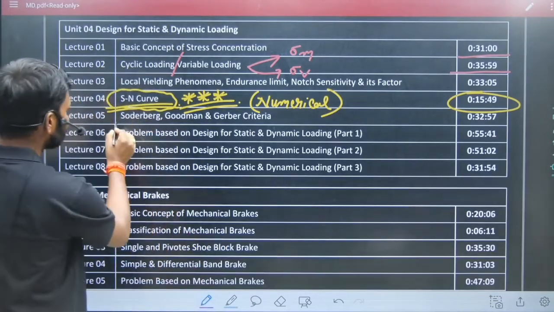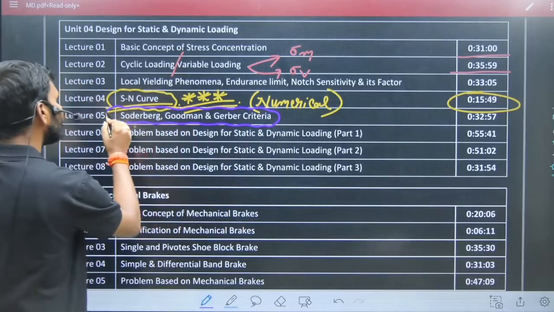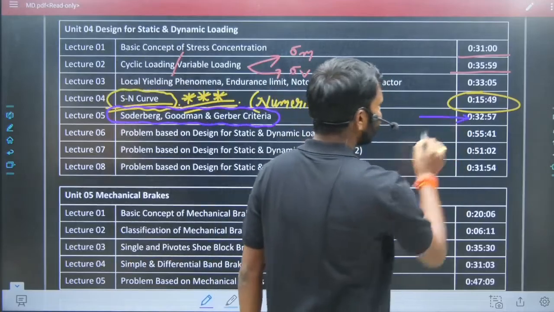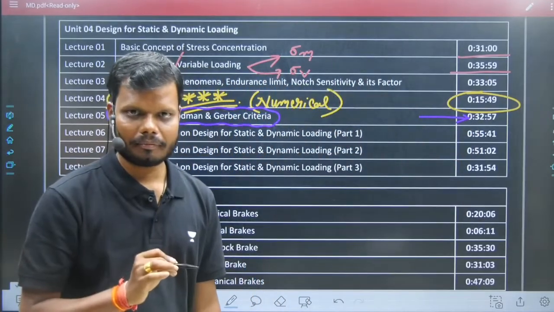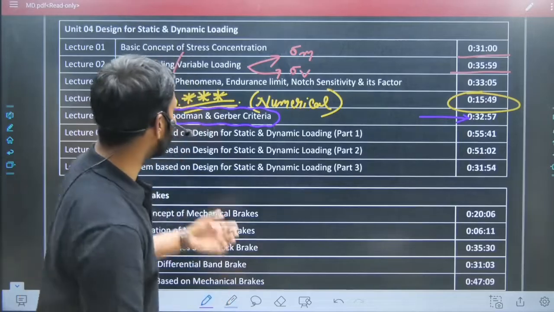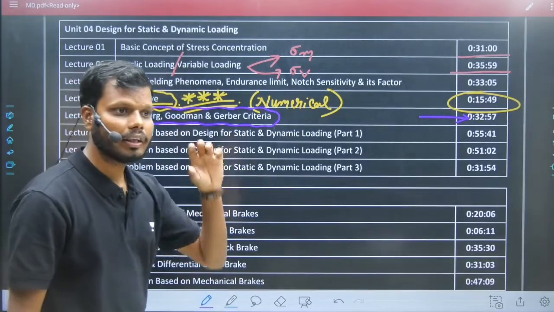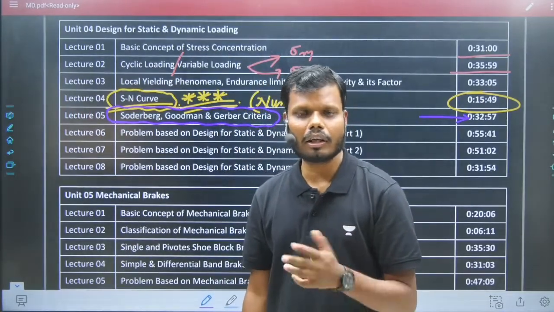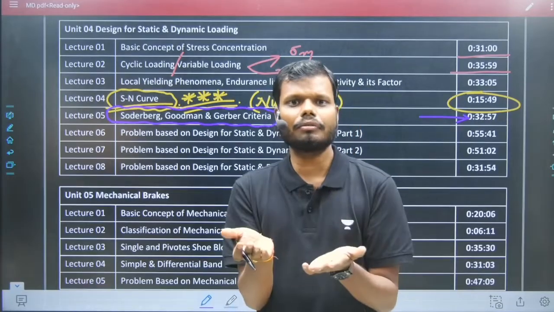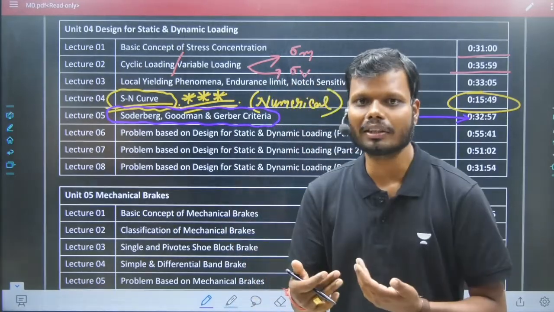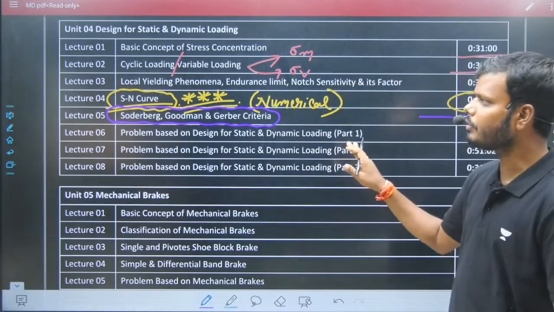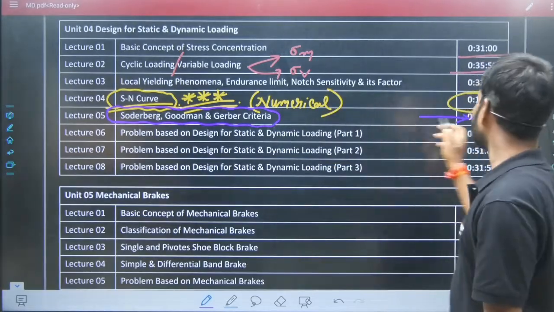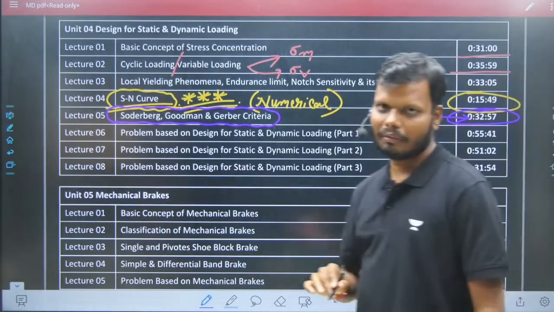This one is also important for the GATE examination from the numerical point of view. Soderberg, Goodman and Gerber criteria, that is covered in 32 minutes 57 seconds. So why are Soderberg, Goodman and Gerber criteria studied in machine design for static or dynamic loading? Where are Goodman, Gerber and Soderberg studied? All these phenomena, all these parameters, all these functions are covered in this lecture number 5 related to Soderberg, Goodman and Gerber criteria. So you can clear it in only 32 minutes 57 seconds.